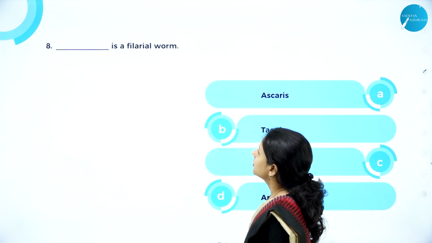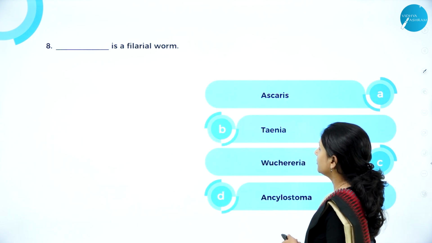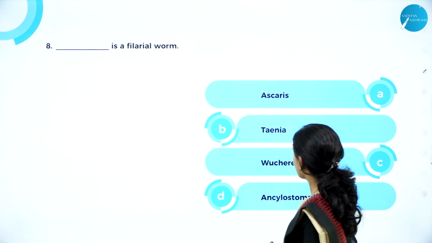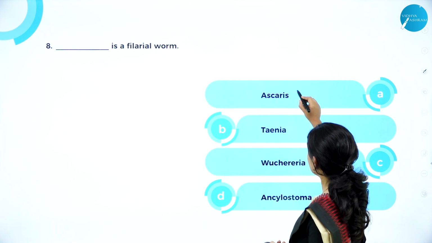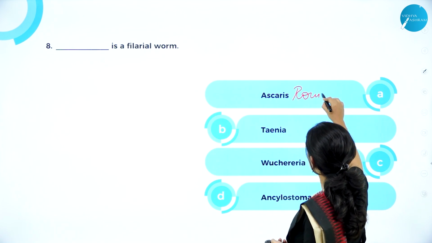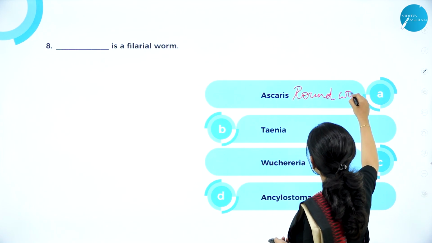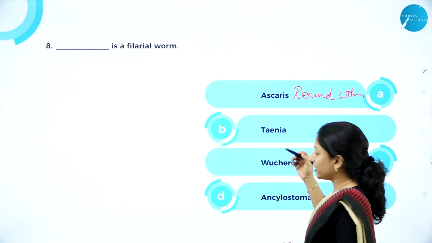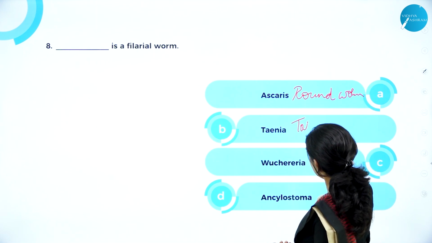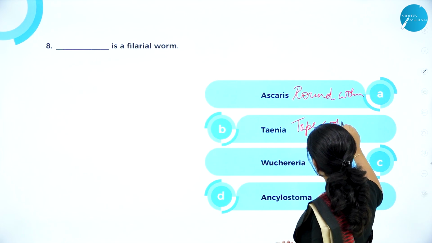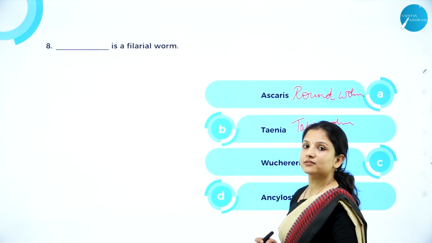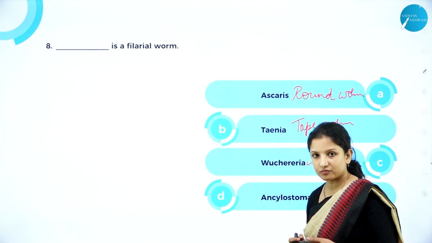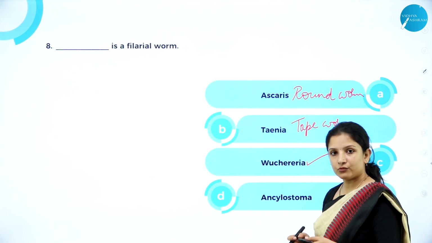Next, dash is a filarial worm. Is it Ascaris, Taenia, Wuchereria, or Ancylostoma? Ascaris is actually roundworm. Taenia comes under platyhelminths and is called tapeworm. Therefore, the answer here is Wuchereria. Wuchereria is a filarial worm. So the answer is Wuchereria.